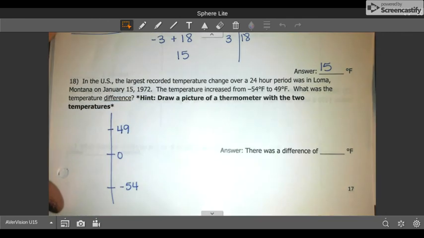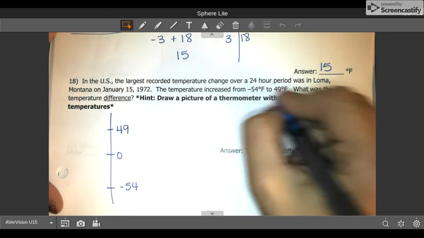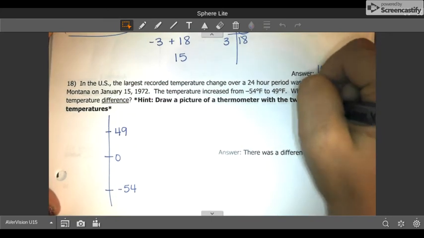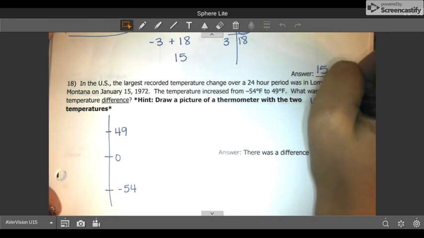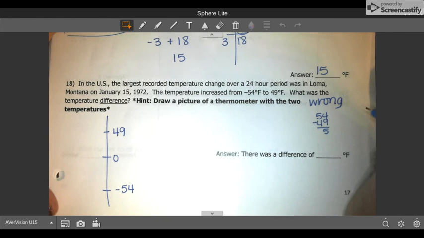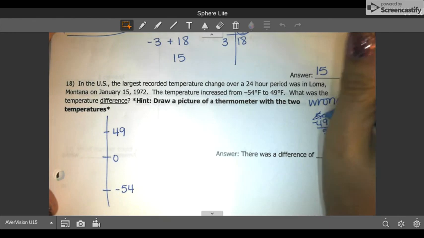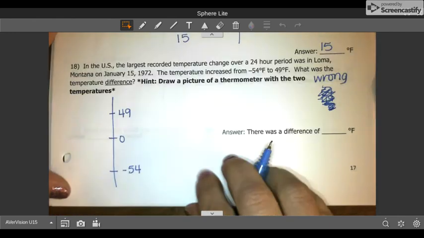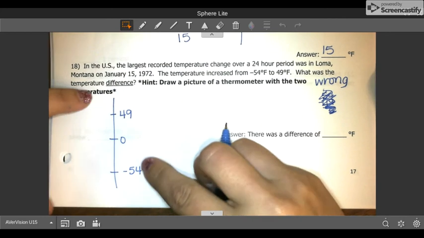Now, what a lot of people like to do is they like to subtract the two. This is wrong. I'll show you the wrong way. They like to do 54 minus 49, and they get 5. So they think the answer is like 5, or they think the answer is negative 5, and it's not. Because if you look at these two temperatures, there's a big difference.